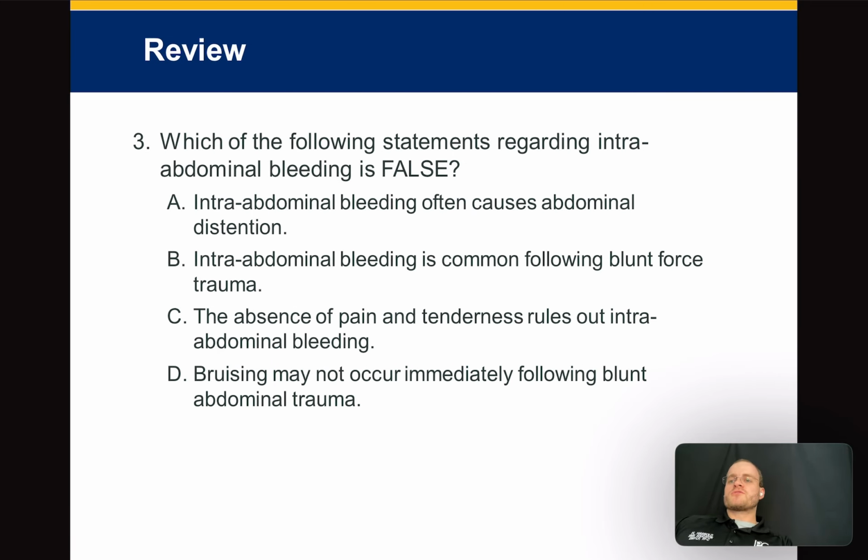Which of the following statements regarding intra-abdominal bleeding is false? So we're looking for the false statement here, okay? Intra-abdominal bleeding often causes abdominal distension. That's true. Intra-abdominal bleeding is common following blunt force trauma. Well, that's true. The absence of pain and tenderness rules out intra-abdominal bleeding. That is not true. Okay, so I'm circling that.